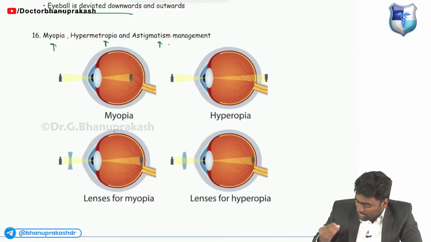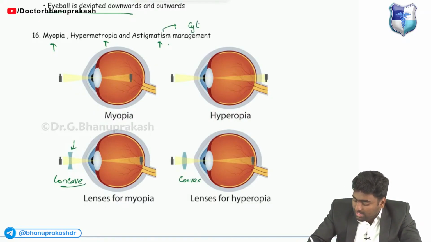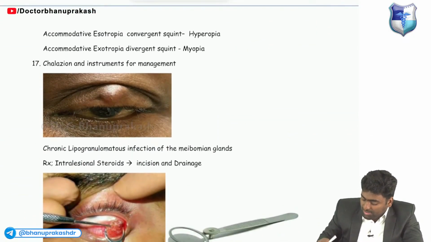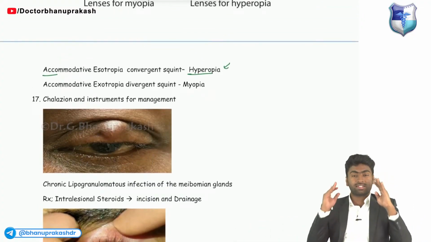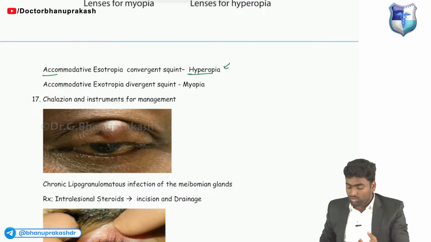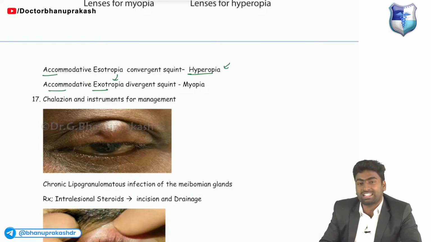We know in myopia we'll use the divergent, which is the concave lens, whereas in hypermetropia we'll use convex lens. Whereas in astigmatism we'll use both cylindrical and spherical lens. Bas itne yaad rakho. Fine. Then in the case of hypermetropia, if it is not corrected, it will lead to convergent squint, whereas accommodative exotropia will be seen in the case of myopics. If it is not corrected in a child, it will lead to accommodative exotropia, remember.